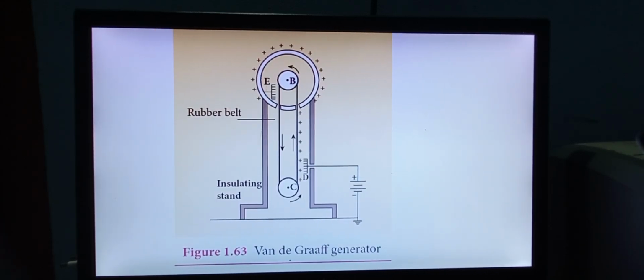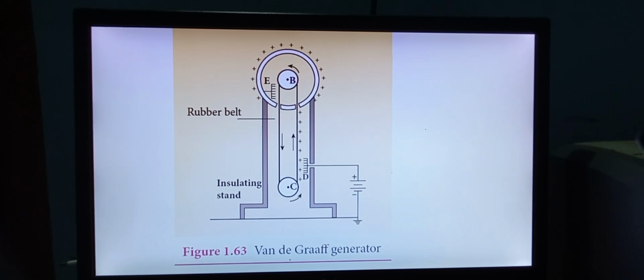And another question, Van de Graaff generator. So insulating stand, rubber belt and the charges, 2 pulleys, and another important point: 10 power 7 volt you will get. Then these 2 points will give you 2 marks.